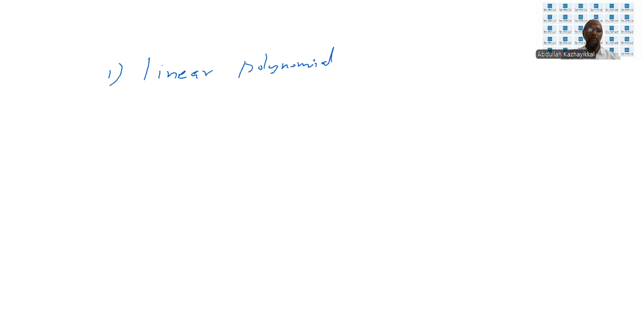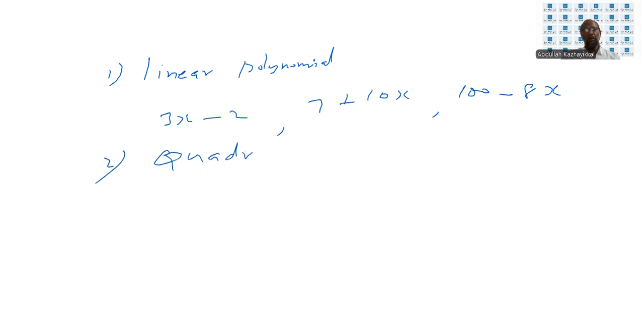Yes, sir: 3x minus 2. Another one, 7 plus 10x. Another one, 100 minus 8x. Yes, these are linear polynomials. Now the second one, quadratic polynomial. Understand the spelling: quadratic polynomial.